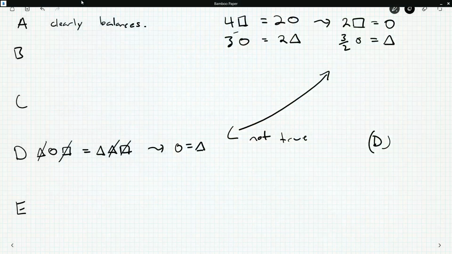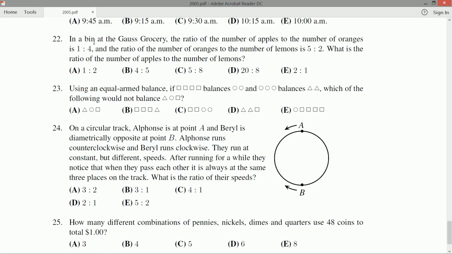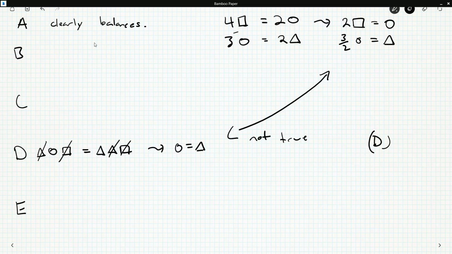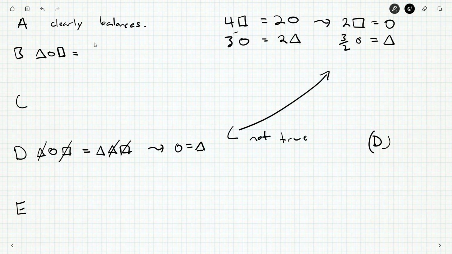So getting back to it, what was B? B is 3 squares and 1 triangle. So what do we want? We want this. Okay, well, we remove equal weights from both sides. So what do we need? We need 1 circle to be equal to 2 squares. Well, 1 circle is equal to 2 squares, so this does balance.